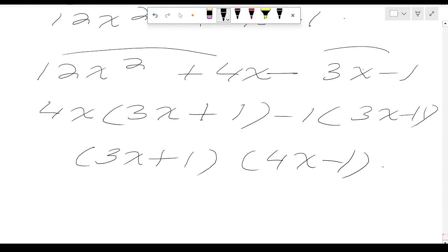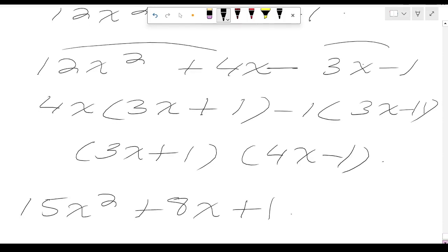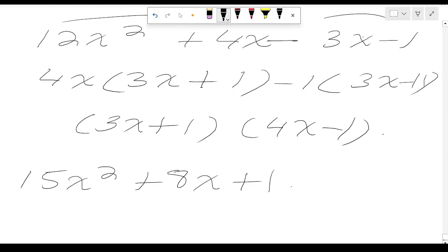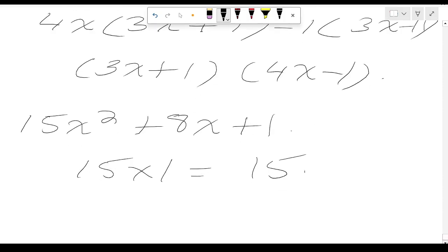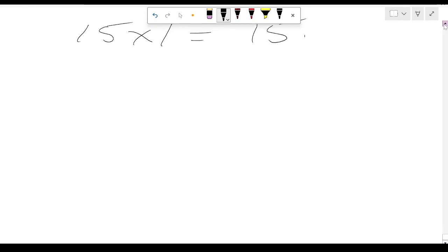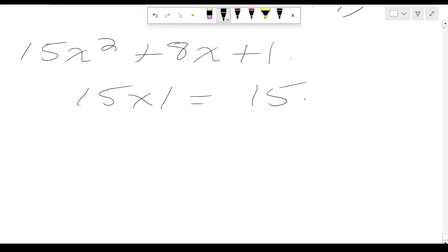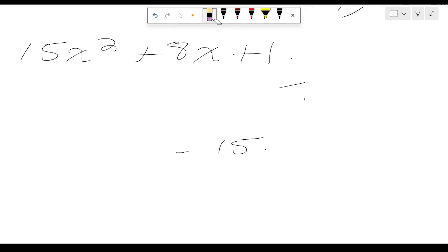Then in question number 6, the second part states that we have 15x square plus 8x plus 1. Now this is also a quadratic expression, and we need to simplify it also. So 15 multiplied with 1 is 15, and we need to find the factors of 15 such that when we add them up, the result will be 8. So 3 times 5 is 15, and if you add them, that is equal to 8. So I'll use 3 and 5 as my factors for this quadratic expression.